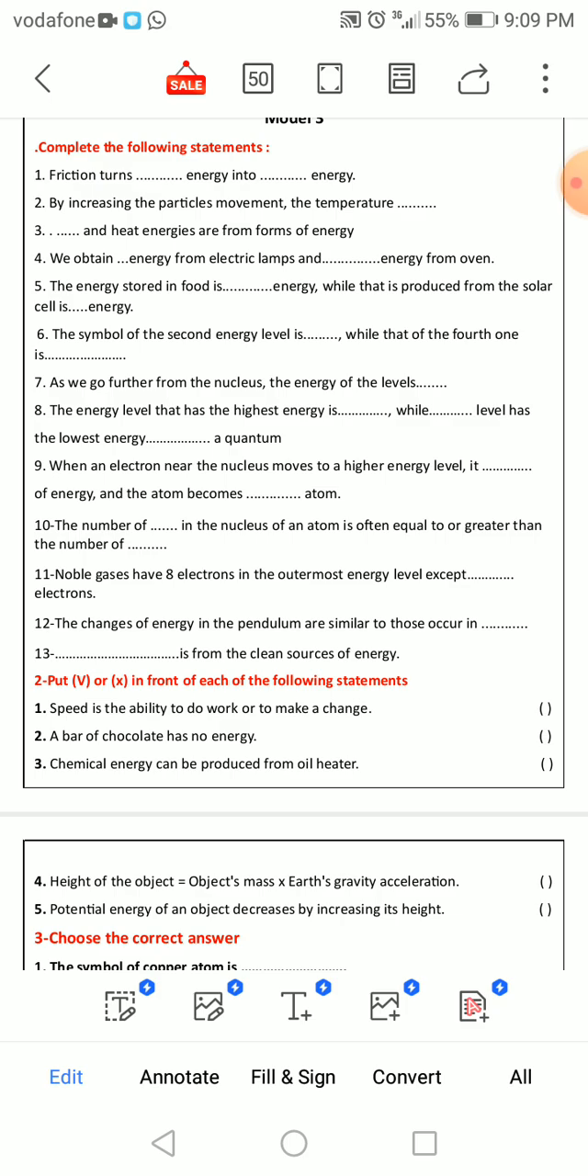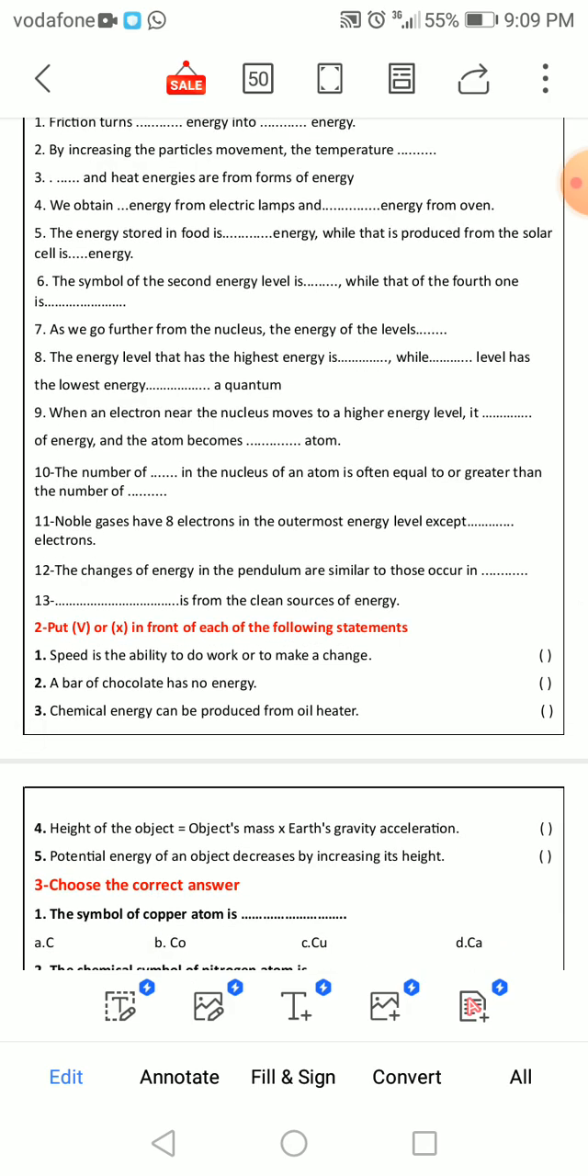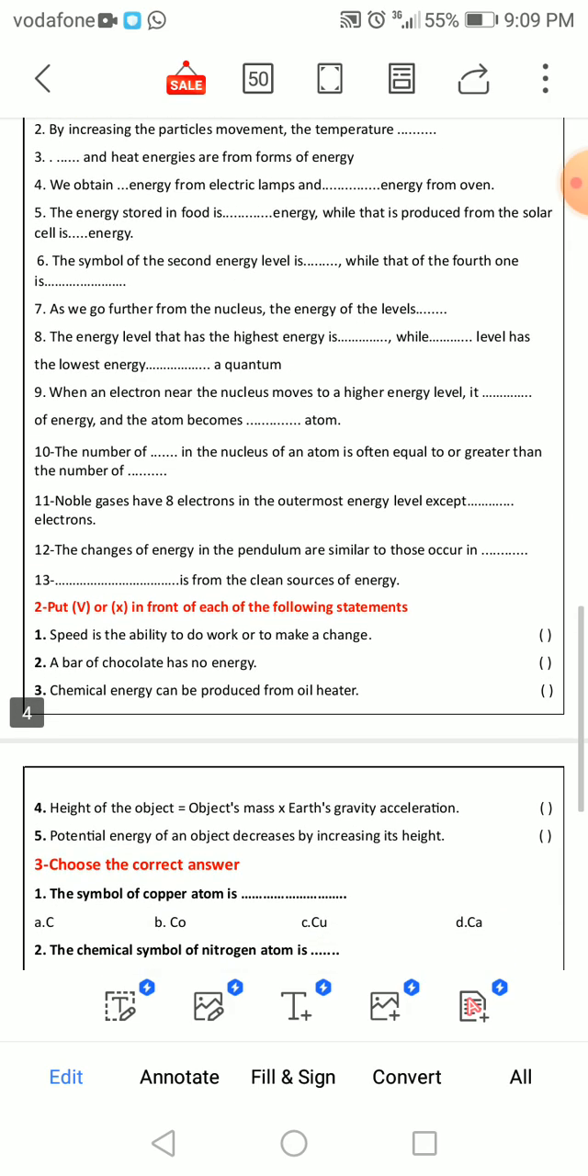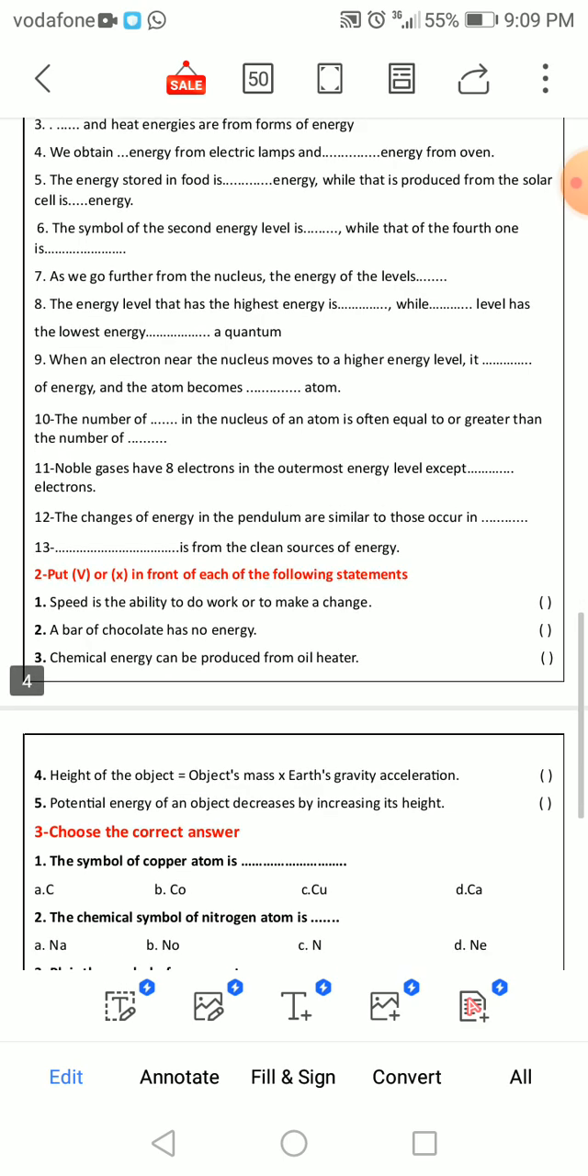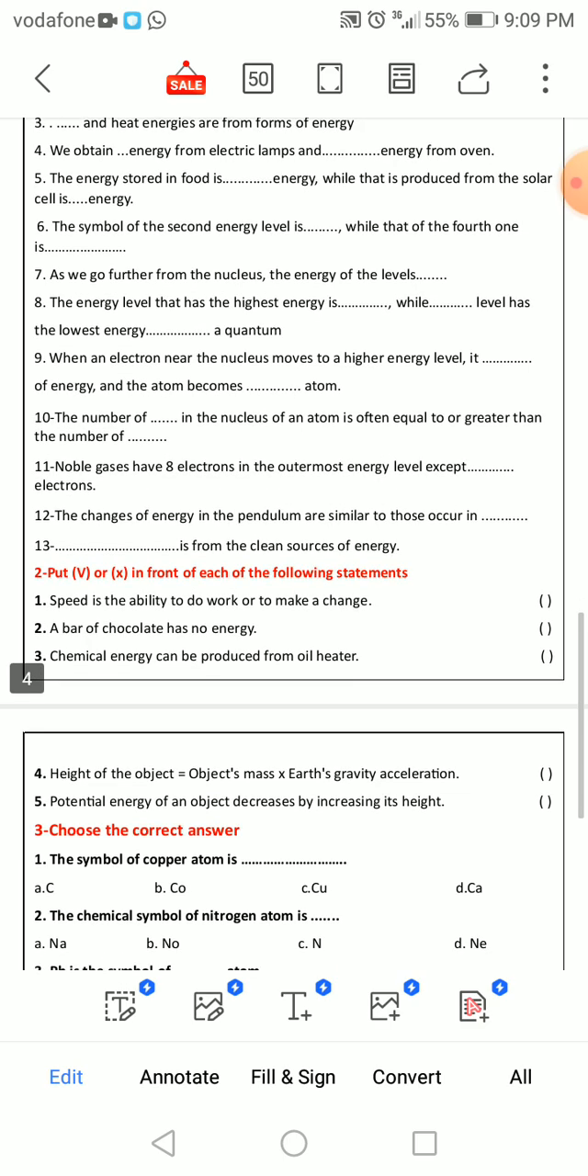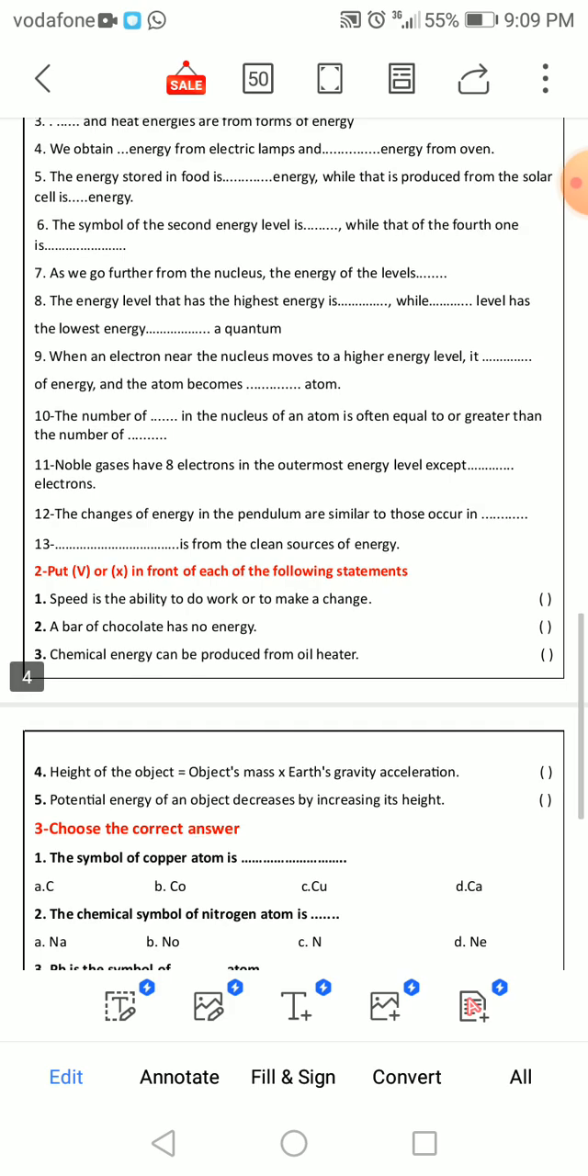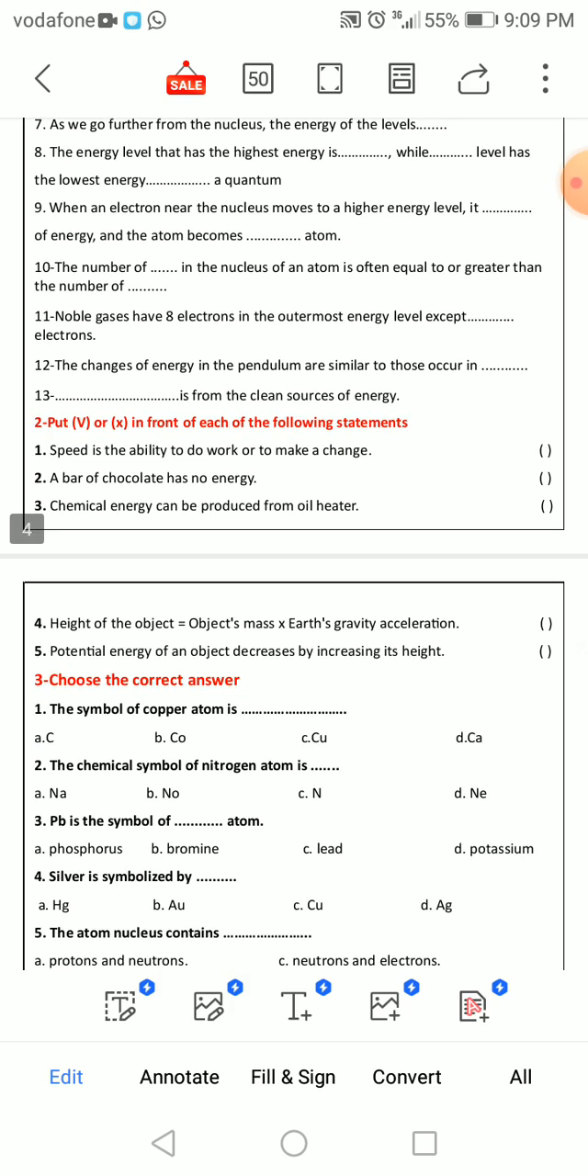Number 10, the mass number of the atom is often equal to the number of protons and neutrons. 11, noble gases have 8 electrons in the outermost energy level except helium. The changes of energy in the pendulum are similar to those that occur in swings. Number 13, a form of clean source, so it's sun. The speed of a butterfly is the ability to do work or make a change.